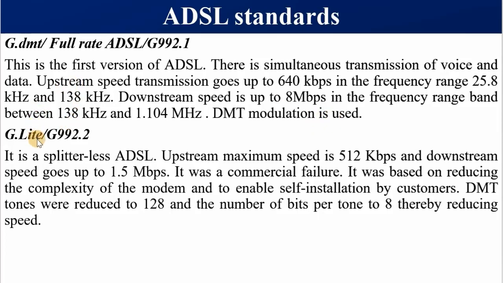Then we've got another ADSL standard known as G-Lite or G.992.2. It is also known as splitterless ADSL. We know that one requirement for a customer to be connected onto an ADSL network is a splitter. This standard wanted to do away with this requirement, and its upstream speed is 5.12 kilobits per second, which means that it is slightly lower than that of full rate ADSL, and its downstream speed is also lower, about 1.5 megabits per second.